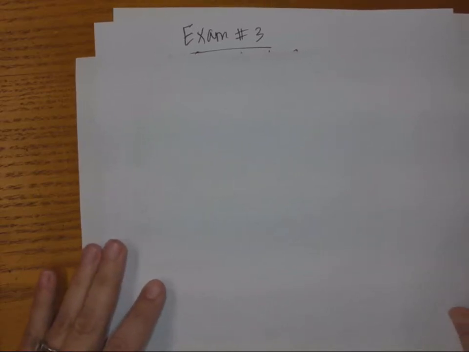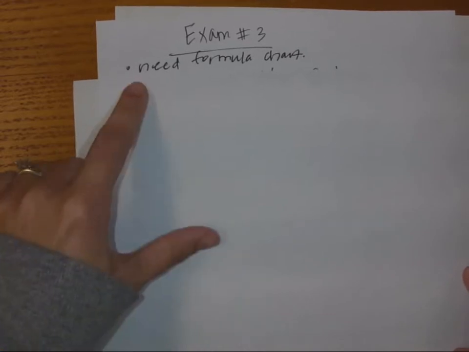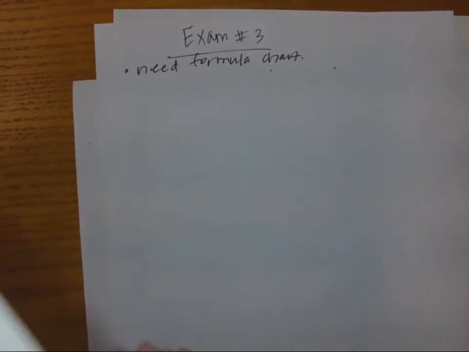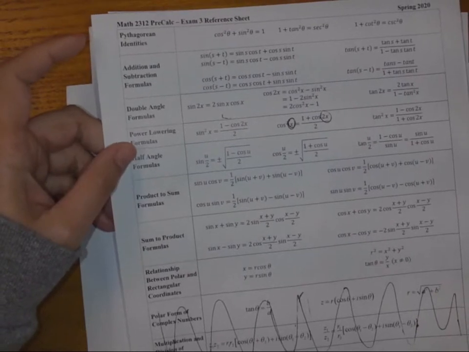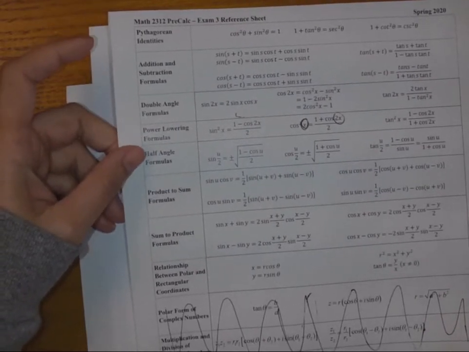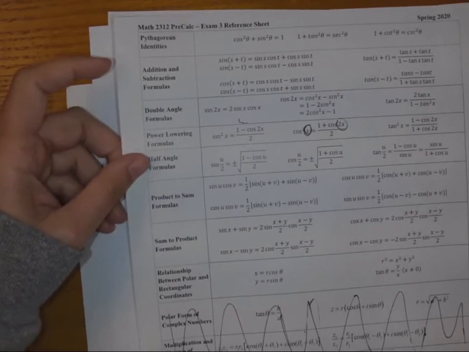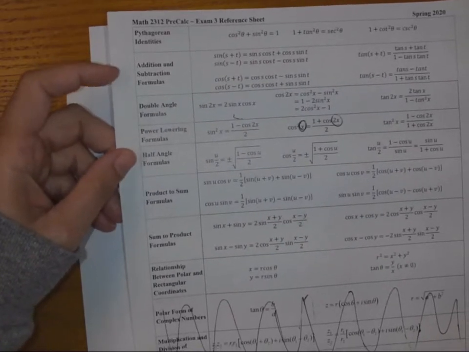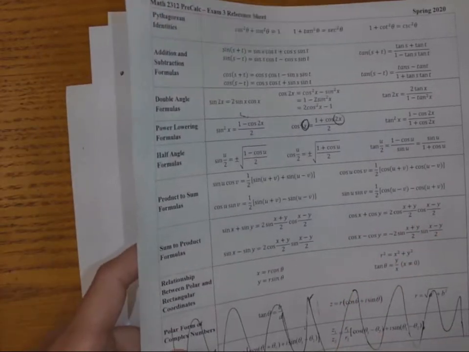Okay, this video is to explain the process of exam number 3. So, for exam number 3, you need your formula chart. This one right here. You need to print it out and have it, or you can handwrite it if you do not have access to a printer. But you can do it without the formulas, but I would fail the exam if I didn't have the formulas. So I strongly, strongly encourage you to have this formula chart with you when you take the exam.